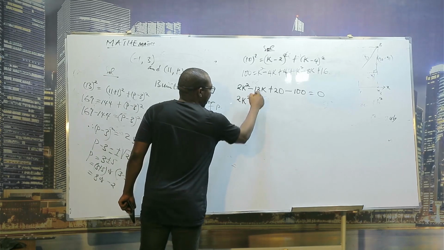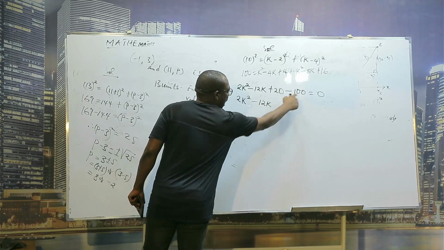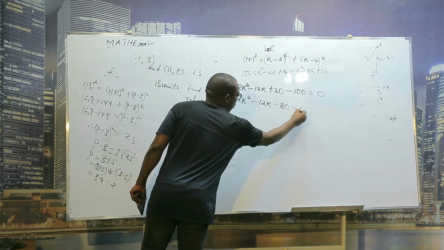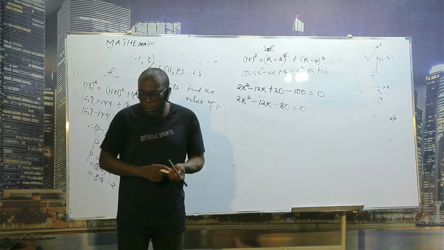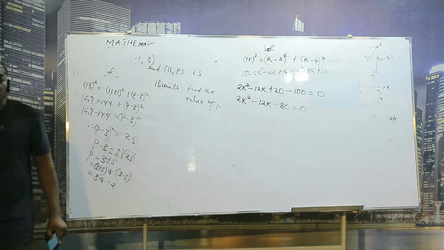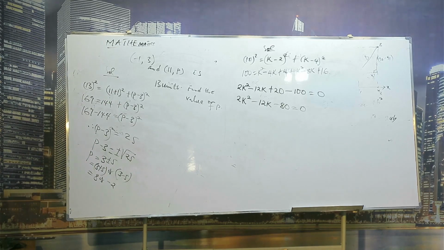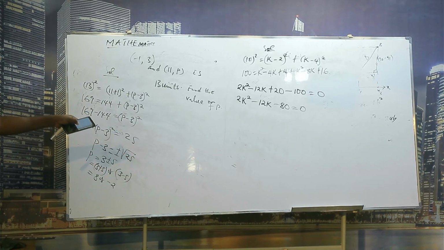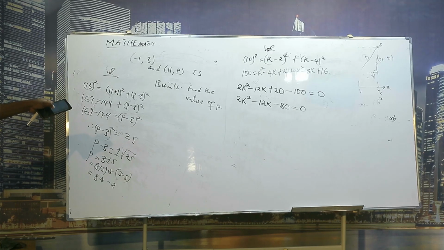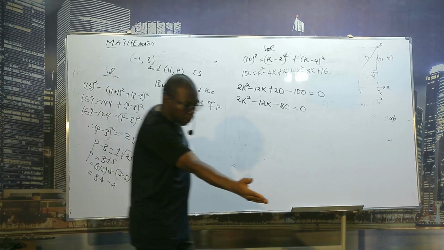2K squared, yes? Minus 12K, yes? Minus 80. Equals to what? Equals to 0. Yes? You are taking mathematics in JAMB. So look at that equation. Can something be done? Yes? What can be done? You need Jesus in your life. You're telling me you don't know. What can be done?